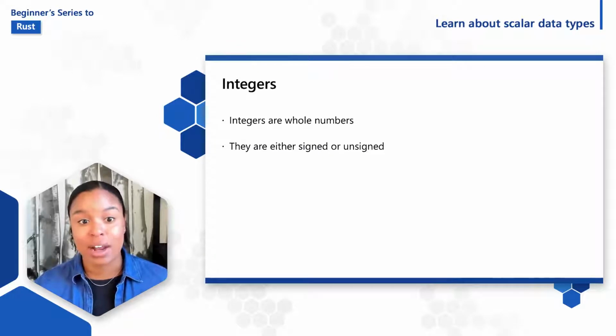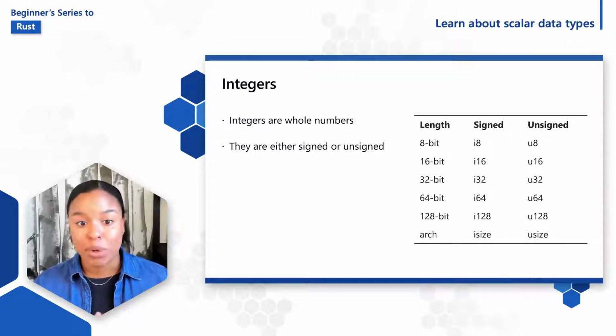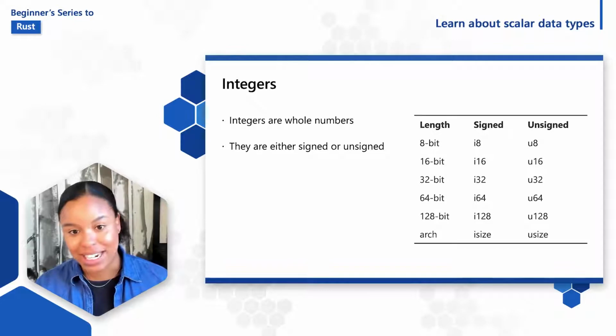Signed indicates that a number has a plus or a minus sign, so it can either be positive or negative. Unsigned numbers have no sign and are always positive. This table shows the following integer types that exist in Rust. There are various lengths for each signed and unsigned variable.